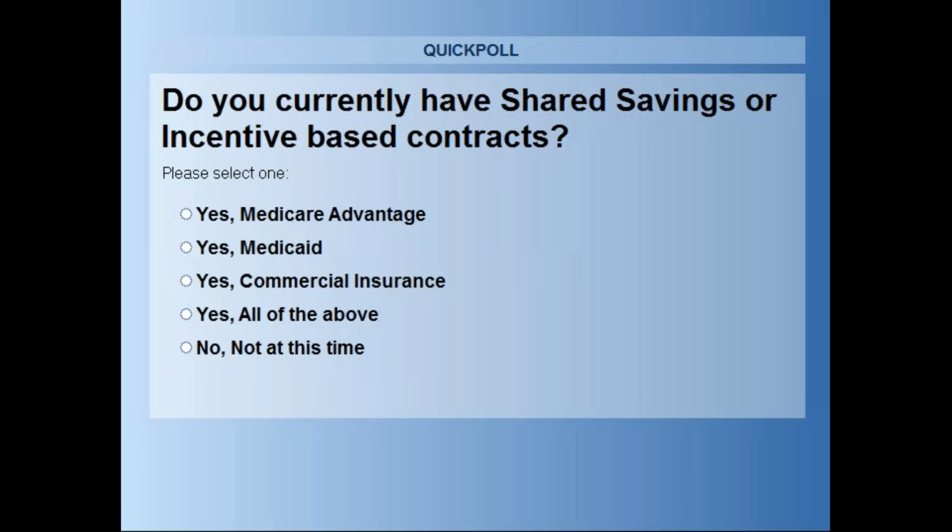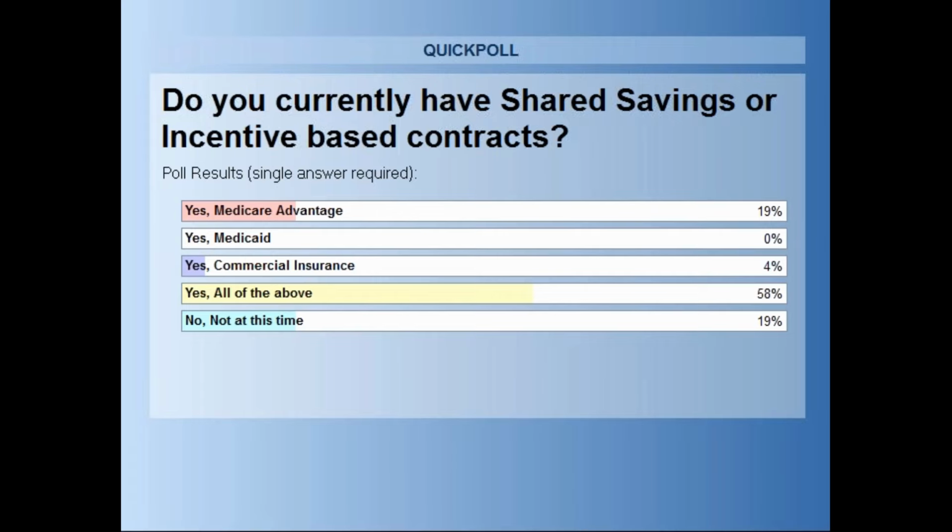So with that, I'm going to close the poll. We've got about 70% of the voting in. And so, Russ, we've got a tremendous percentage that are participating in all of the above. So multiple types of arrangements is 58%, and then there's 4% that are in commercial insurance, 19% in Medicare Advantage, and only about 20% that are saying, no, not at this time.